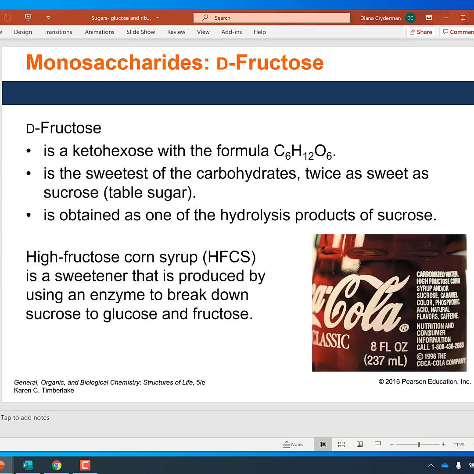D-fructose. So this is a ketohexose, so it's got a ketone. It's sweeter to the taste. In fact, it's twice as sweet as table sugar. And we often see this as high fructose corn syrup, which we use as a sweetener.